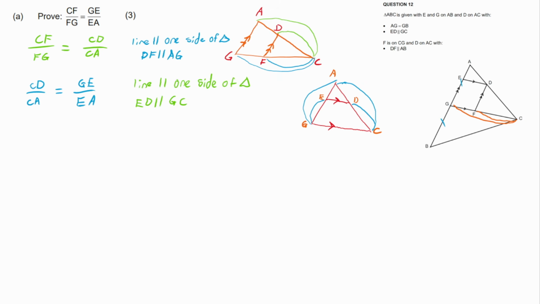All right. So what's important to note here is CD and CA, and over here is CD and CA. So if CD over CA is equal to GE over EA, and CD over CA is equal to CF over FG, then I know that CF over FG is equal to GE over EA.